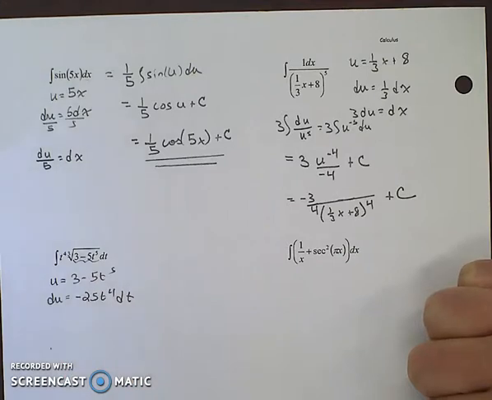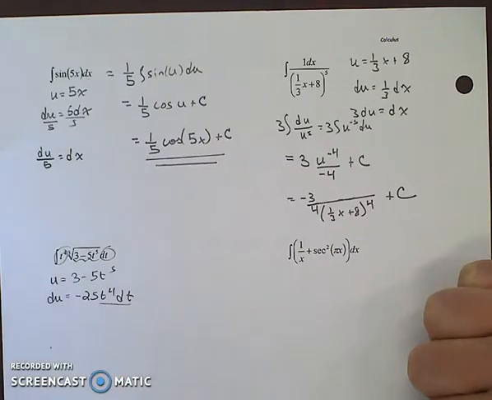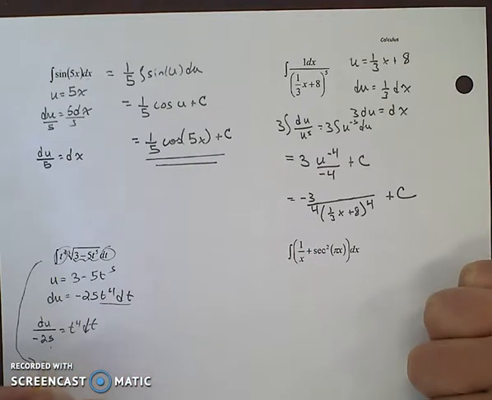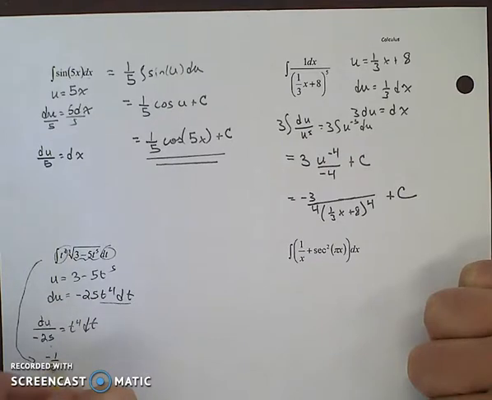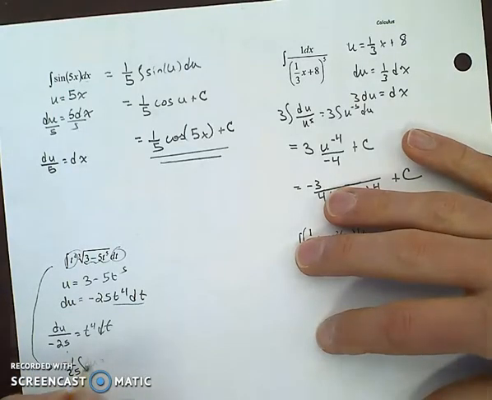And why do we like that? Well, we have a t to the 4th dt that we haven't taken care of, and we already have a t to the 4th dt here. So that's good. So we just got to get rid of that negative 25. So we're going to get negative du over negative 25 equals t to the 4th dt. And we'll rewrite all of this out with this negative 1/25 over to the side. Like that. The integral of u to the 1/2 du.